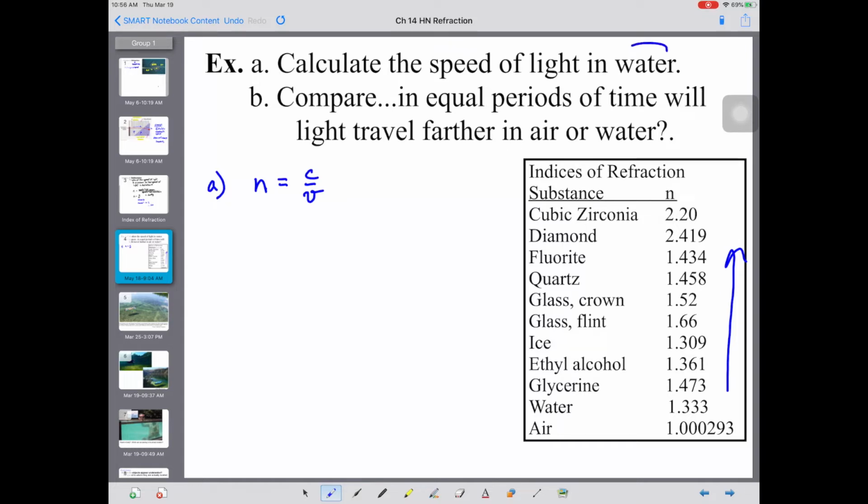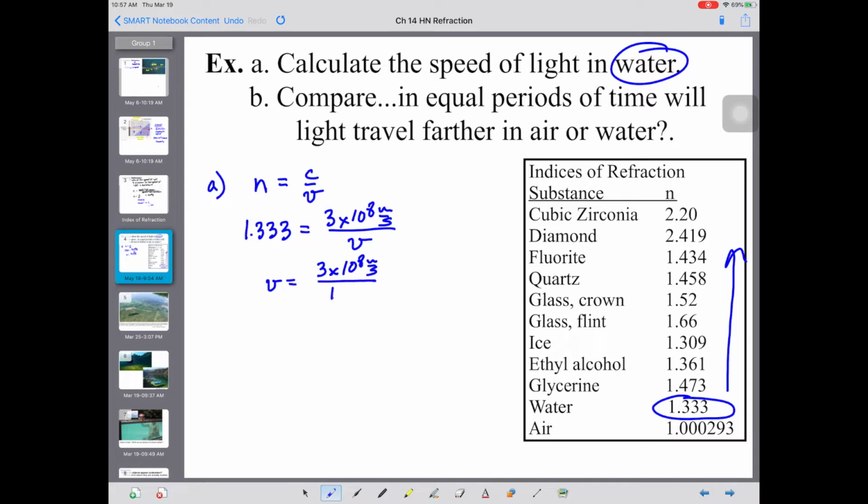So then on part A, to calculate the speed, we are in water, and so the index of refraction of water is 1.333, so that goes in for our n. c over v, c is the speed of light, 3 times 10 to the 8th meters per second, over v. So then algebraically, when we solve, we get 3 times 10 to the 8th meters per second divided by 1.333, which is going to give us a speed of light of 2.25 times 10 to the 8th meters per second.